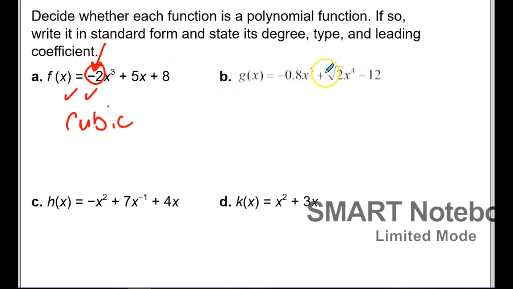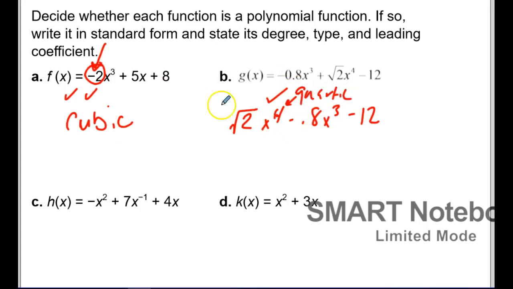Let's look here at B. So first I have to determine, is this a polynomial? I see all of my exponents are whole numbers, so yep. To rewrite this in standard form, I have to take the highest variable first, so 2x to the 4th minus 0.8x cubed minus 12. So now my exponents are decreasing in order. So this, with a 4, right, we've talked cubic, this would be a quartic function, okay? And then our leading coefficient right here is that square root of 2. It's the value that is with the highest exponent.